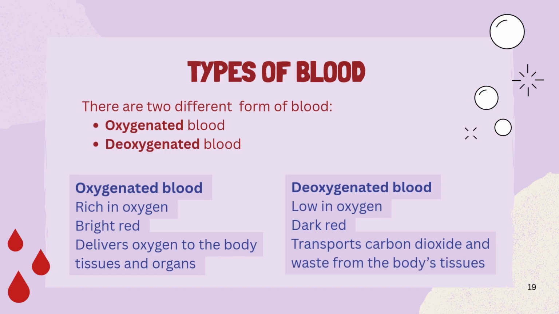Oxygenated blood is rich in oxygen, meaning it has high levels of oxygen. It usually has a bright red color, and its role is that it delivers oxygen to the body's tissues and organs. Deoxygenated blood is low in oxygen, so it has low oxygen levels. It usually has a dark red color, and its role is that it transports carbon dioxide and waste from the body's tissues.